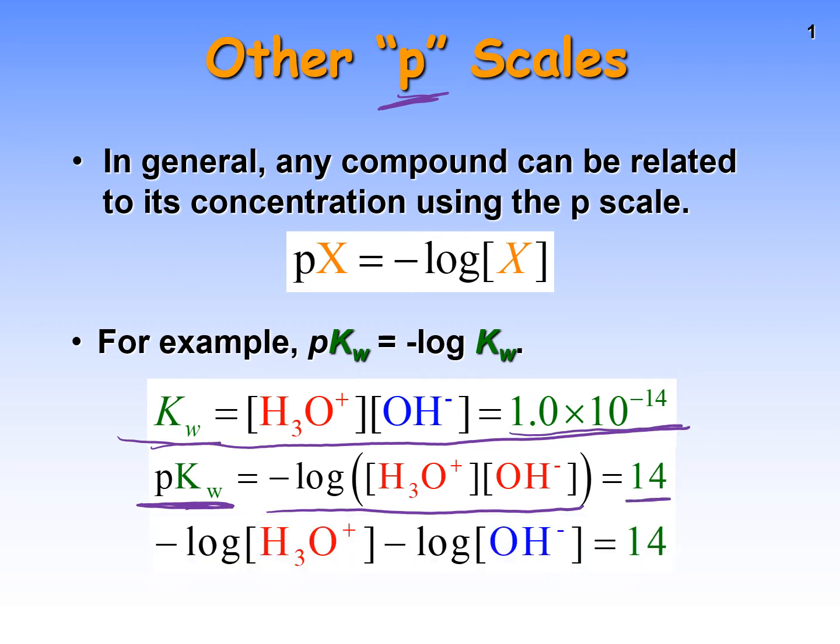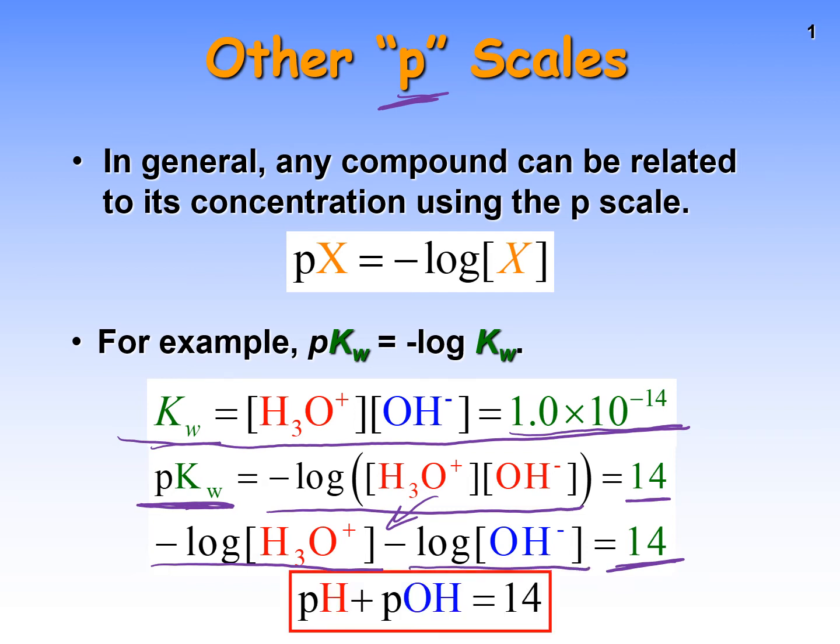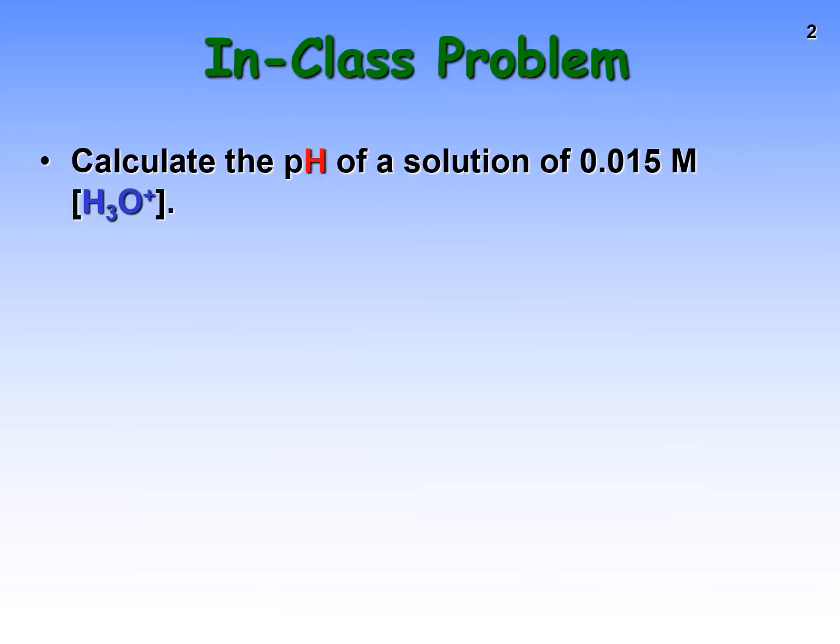If we break this down a little bit more, we can separate this into negative log of H3O plus minus negative log of OH minus is equal to 14. This bit is pH, and this bit is what we call pOH. So really, pH plus pOH is equal to 14. Now, I will provide this equation on your exams. However, you should realize that this only works at 25 degrees Celsius.